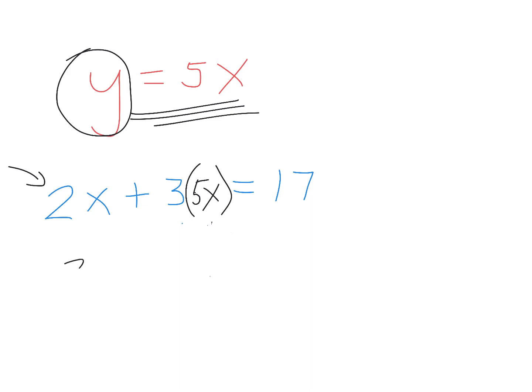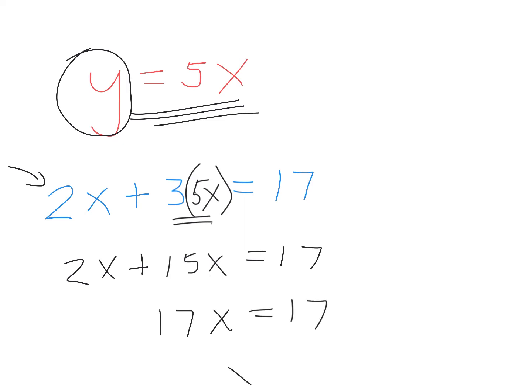All right, now I got 2x plus, what's 3 times 5x? 15x equals 17. And then I got 17x equals 17. So what's x equal to? 1. Who had 1 before I even said it? Couple people.